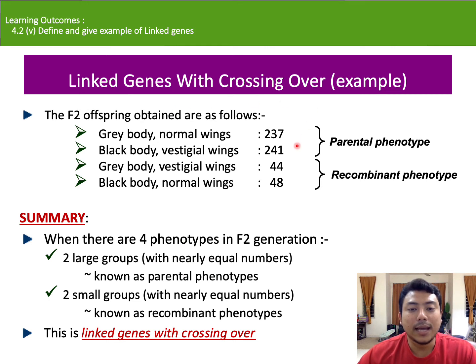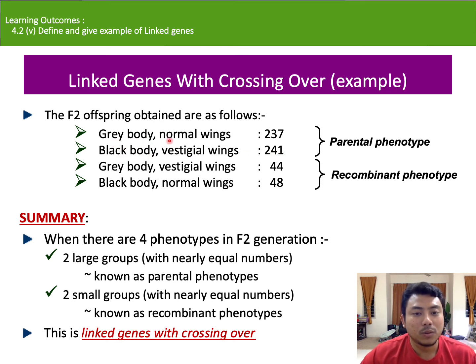Okay, so this is what I meant earlier when two of the phenotypes, which are called parental phenotypes, have two big numbers of about similar number, 200 something, and the recombinant phenotypes have a much smaller number, also about the same or similar, 40 something. So the F2 offspring obtained are as follows: grey body, normal wings, this number; black body, vestigial wing, this number.